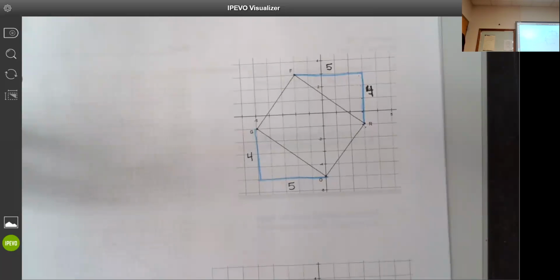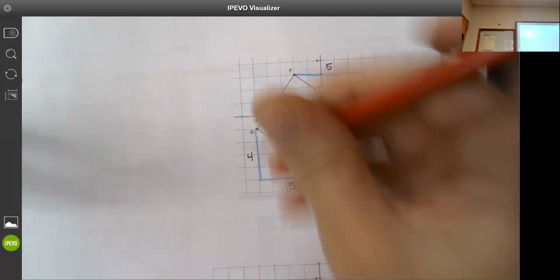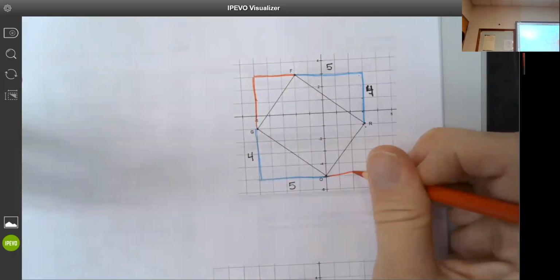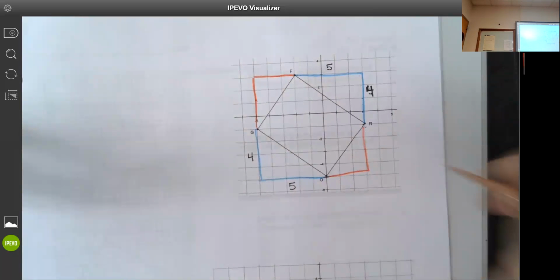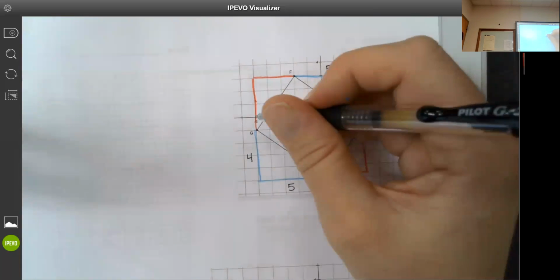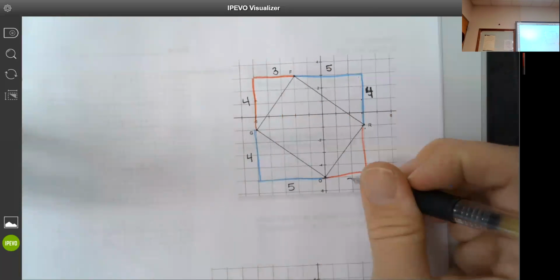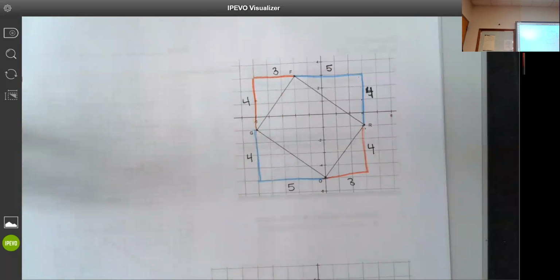And then on the other side, a different color of that rectangle, I'd have a different right triangle. And it would have 4 here, 3 here, and same on the other side. So first question, is this a rectangle or a square?